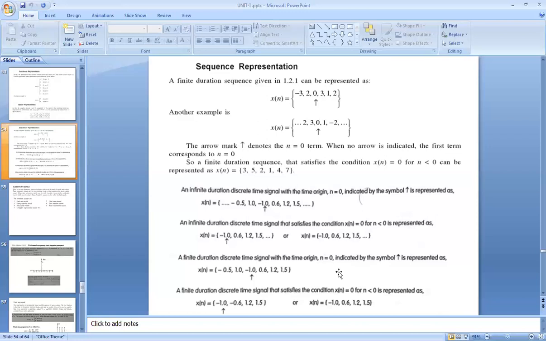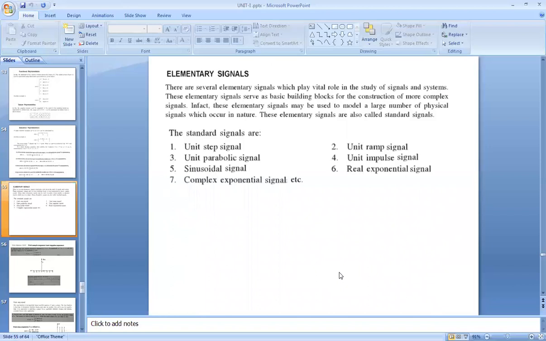Now we go for the next point, which is related to elementary signals. Generally these are also called standard test signals, because these signals are used for testing a system which will be designed by you. Different kinds of signals are given under this category. There are several elementary signals which play a vital role in the study of signals and systems.